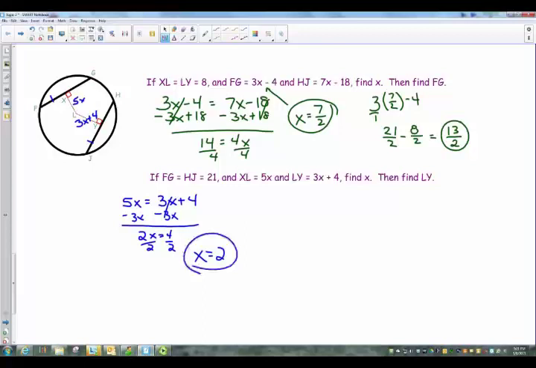All right, finally, find LY. We're going to take our 2 and substitute it in there. So LY is equal to 3 times 2 plus 4, which is 3 times 2 is 6, plus 4 is 10. And there you go. You've got a value of 10 for each of those distances from the center to your chord.